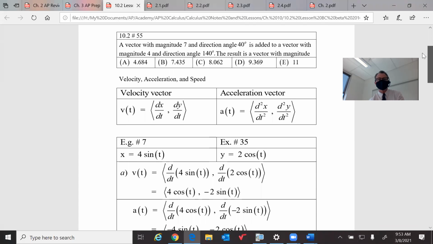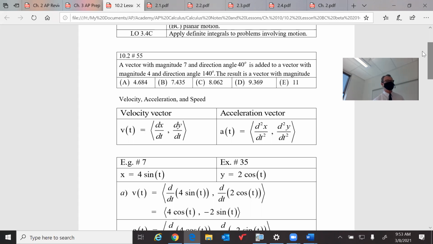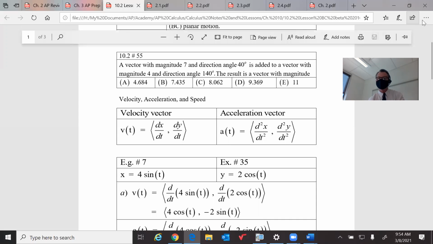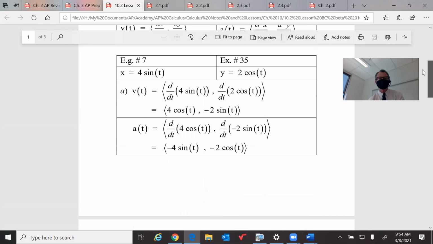So, velocity and acceleration. The velocity vector is just the derivative of x with respect to t, the derivative of y with respect to t, and acceleration is the derivative of velocity, same thing. Okay? These are not particularly challenging. So I look at example number 7, and they want the velocity and acceleration vector, and they give you this pretty user-friendly vector. x is 4 sine t, y is 2 cosine t.